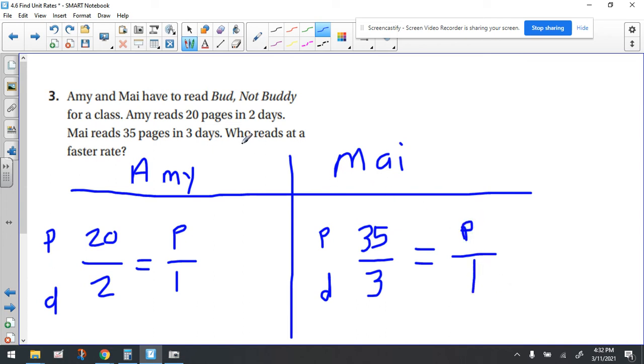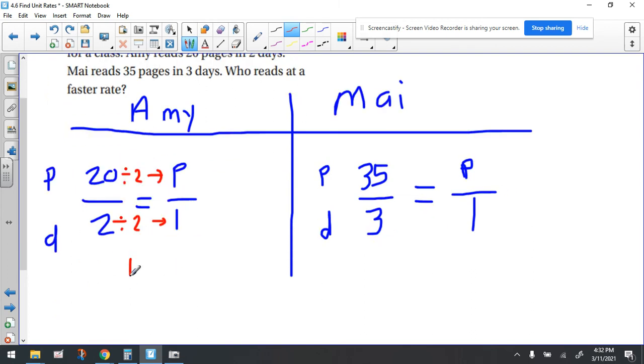Now, by the way, let's get back to the idea of who reads at a faster rate. So once we have the numbers to look at, then we'll talk more about how can you tell, because sometimes people have the right work, but they're not able to answer the question. All right, so same deal here where we're going to divide by the denominator. We divide by 2, that's going to give us the 1. And if we do 20 divided by 2, that's mental math. You should be able to come up with that, no problem. So that's 10 pages. 10 pages per 1 day for Amy.